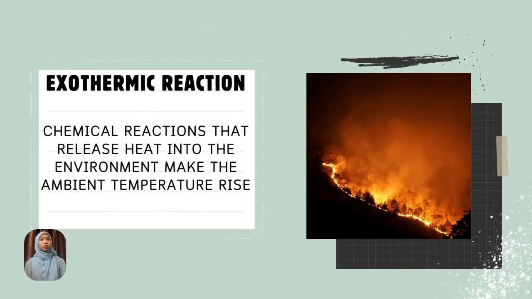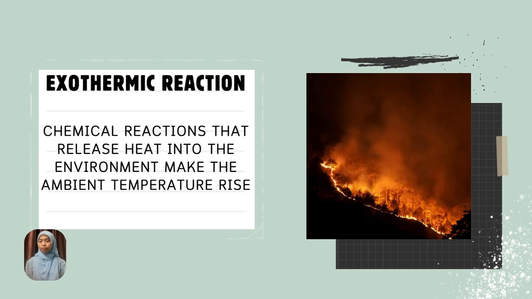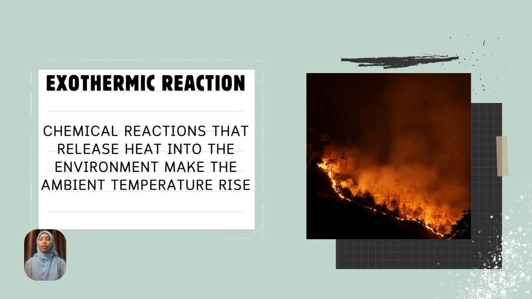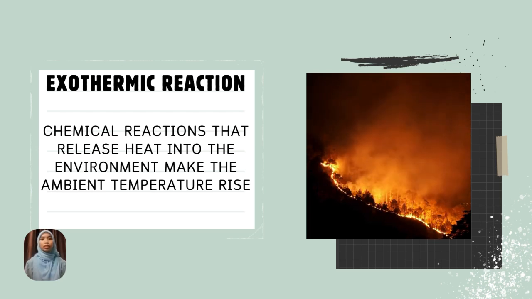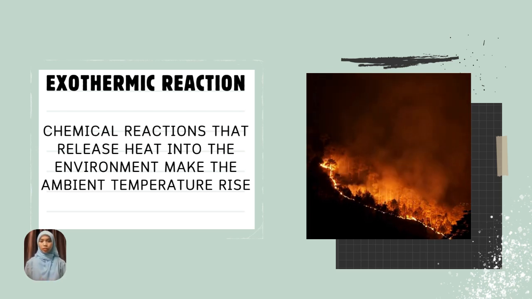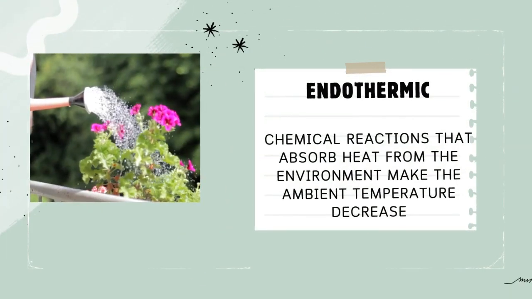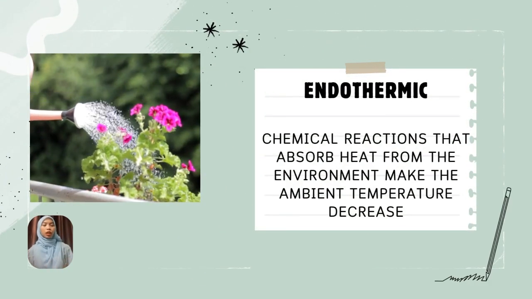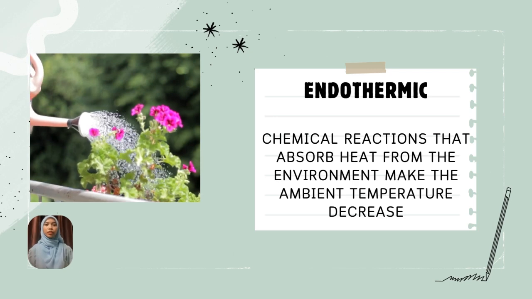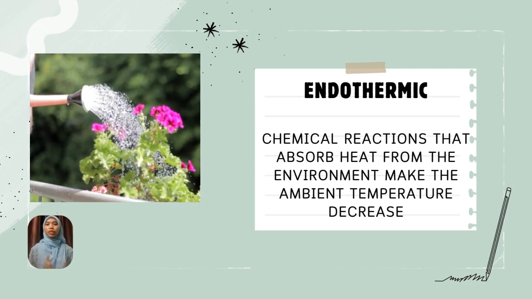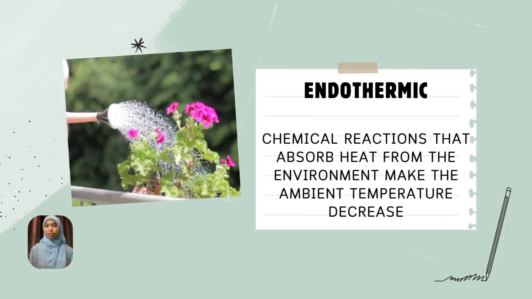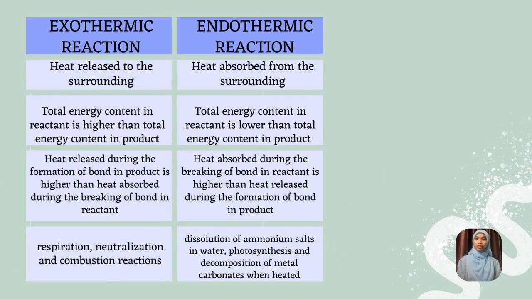Now, we need to know what is exothermic. Exothermic are chemical reactions that release heat into the environment and make the ambient temperature increase. Meanwhile, endothermic are chemical reactions that absorb heat from the environment and make the ambient temperature decrease. As you can see, this is the difference between exothermic and endothermic.